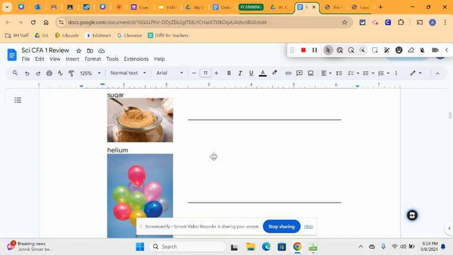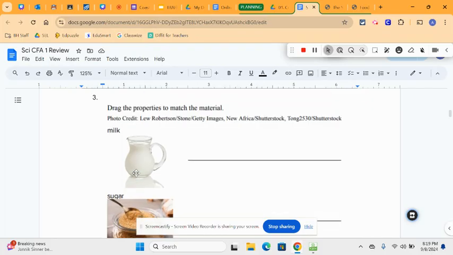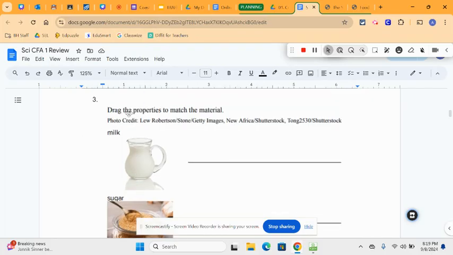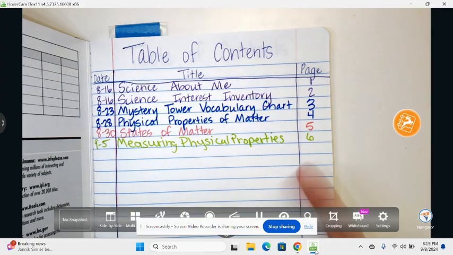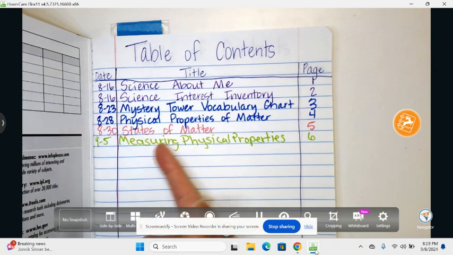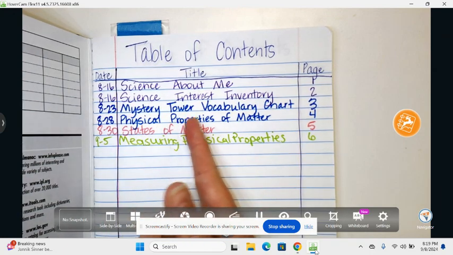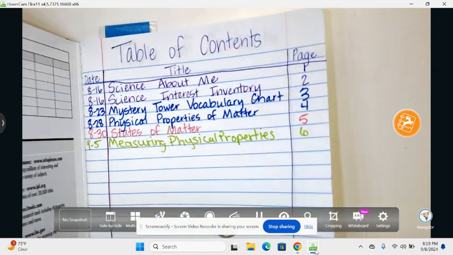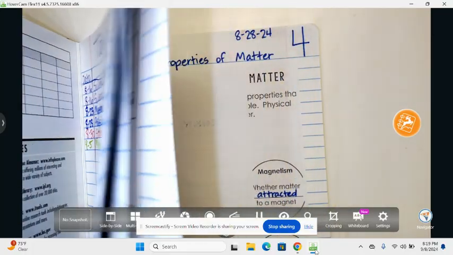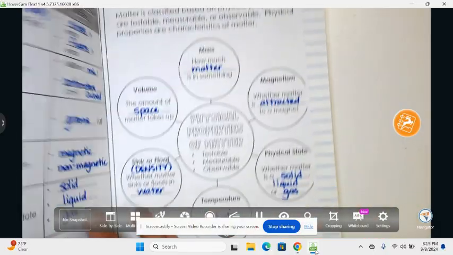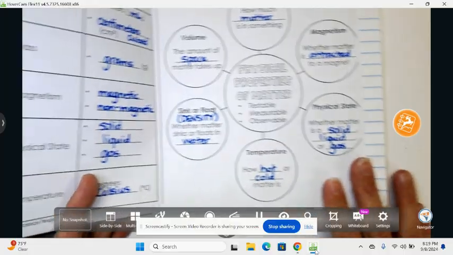So what we should know is helium, sugar, and milk are all different properties of matter. So again, if I just come back and look in my journal, one of the very things here. This one says measuring physical properties. This one just says physical properties in it. So I'm going to start by looking at number 4 and see what I might have about those things.